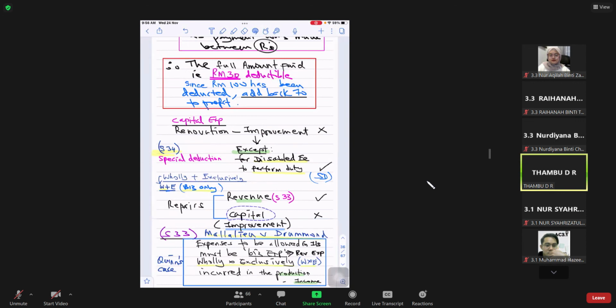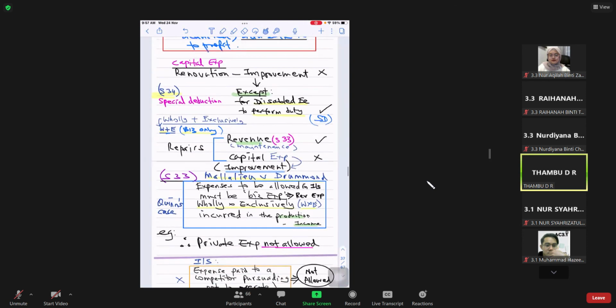Therefore, if it is capital, we don't accept. Capital is improvement. If capital expenditure is improvement, we don't want it, like renovation. Repairs, for example. Repairs can be revenue, can be capital. Capital, if it is improvement, not allowed. If repairs is revenue, we allow. Repairs revenue is like painting. Improvement is renovation. Revenue is like, for example, repair, maintenance. Painting, we allow.